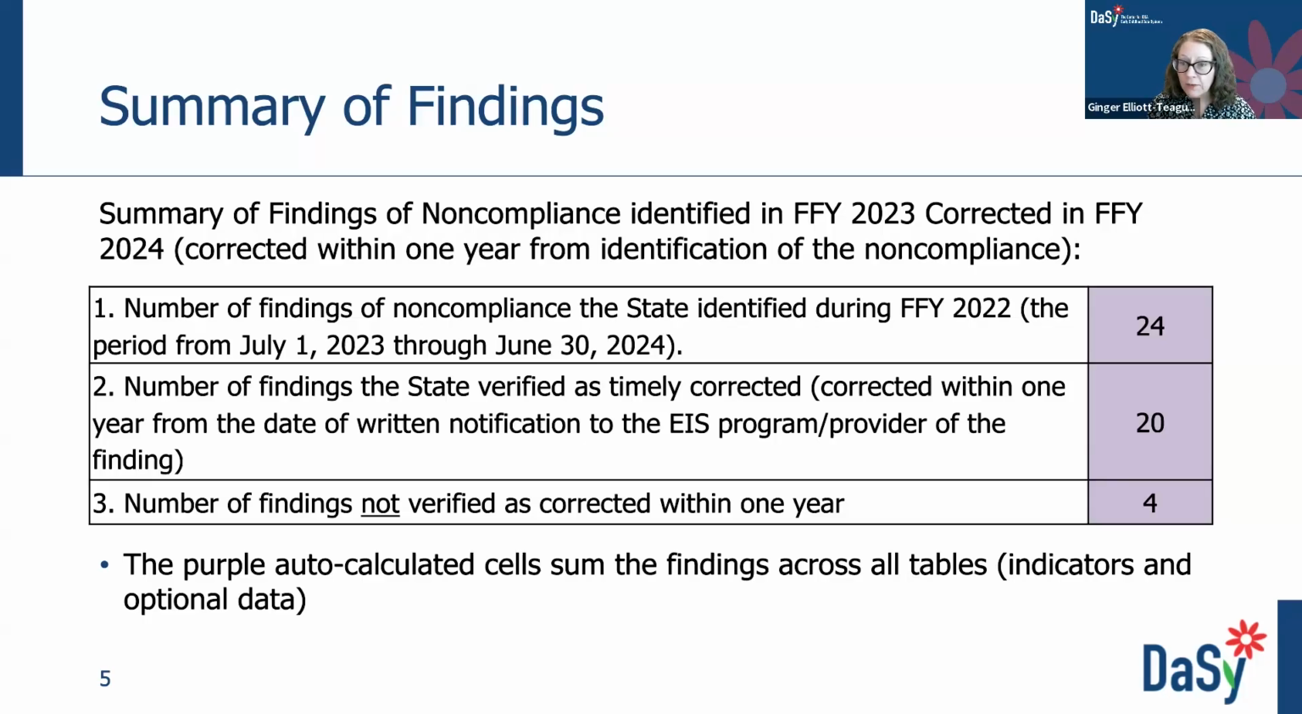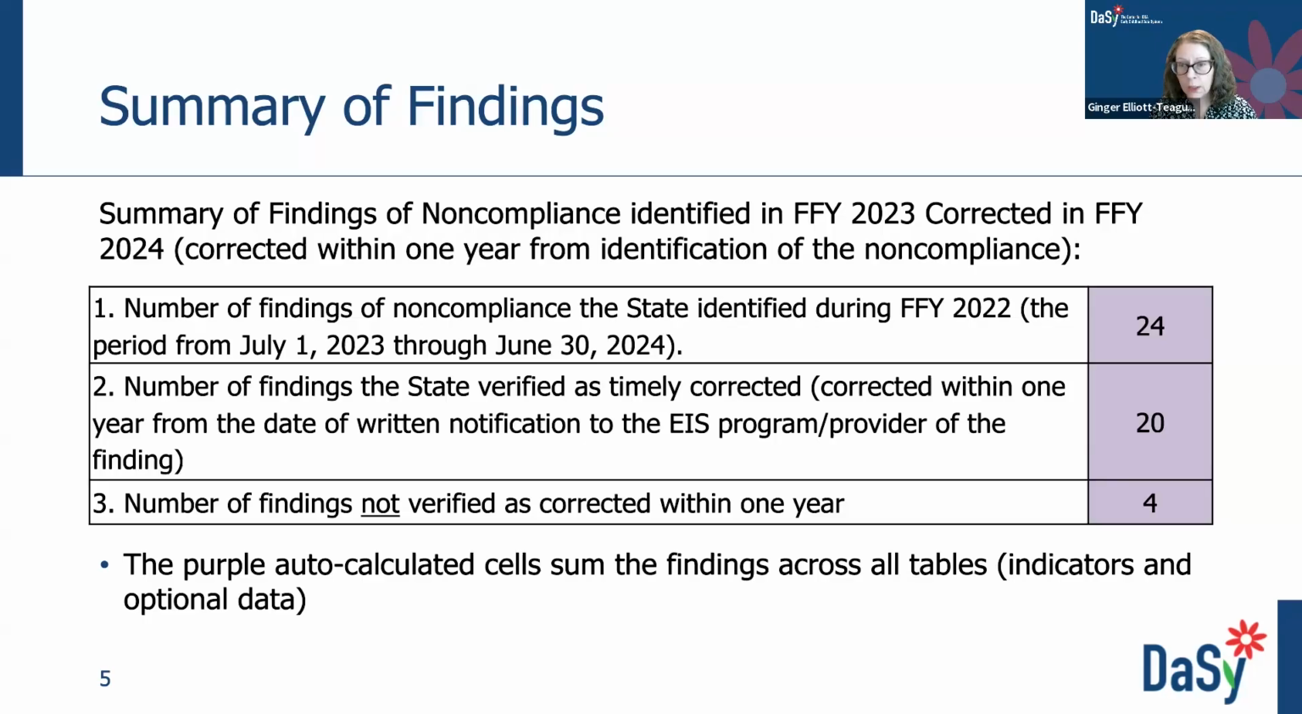So in this table, we have some example data. This is on page 53 in the template, if you have that template available and you don't have anything else in it yet. This table asks for the number of findings that you identified in FFY 2023, and that would be 24. The purple cells, all 3 of the cells in this table, are auto-calculated based on the findings across all your other tables, okay? So it sums up the number of findings that were identified.